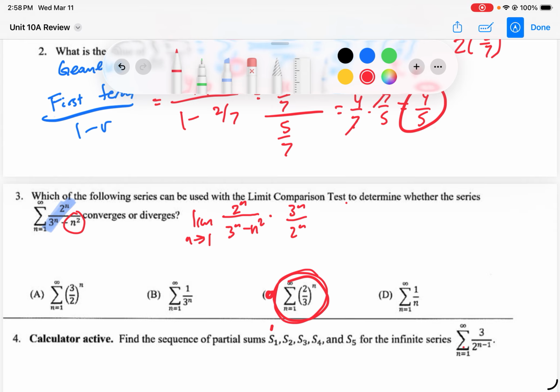If that is equal to a positive finite number, then the series act the same. So if I don't get a positive number, so I get like 0, or I don't get a finite number, like I get infinity, then the limit comparison test doesn't work. So let's just make sure we do get this. Those 2 to the n's clearly cancel. If I look at the limit as n goes to infinity of 3 to the n over 3 to the n minus n squared, that limit is 1. And 1 is positive and finite, so it works. They act the same. So since I know this geometric series converges, so does this one.